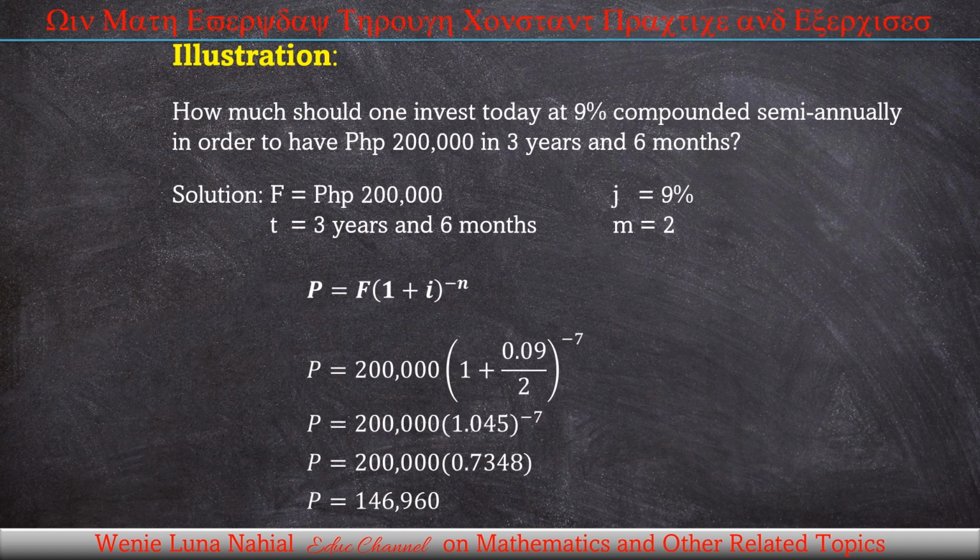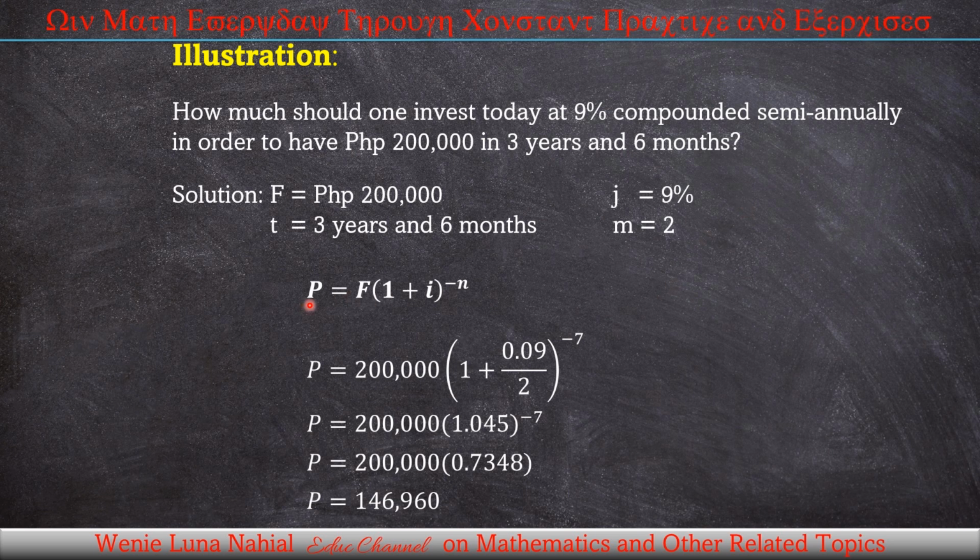Next illustration. How much should one invest today at 9% compounded semi-annually in order to have 200,000 pesos in 3 years and 6 months? So this is similar to the first illustration. We have here the maturity value F, that is 200,000. Then our time is 3 years and 6 months. And since this is compounded semi-annually, there would be seven conversion periods. And our number of conversion periods per year is 2 because we have compounded semi-annually. Our nominal rate here is 9%.